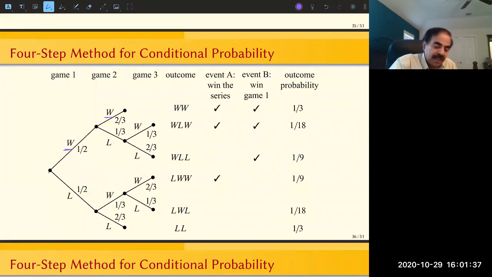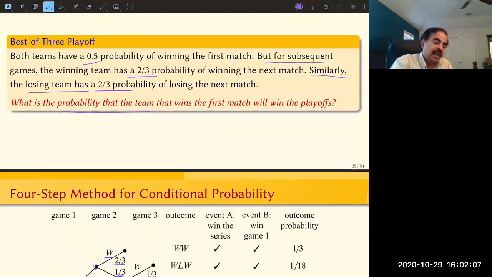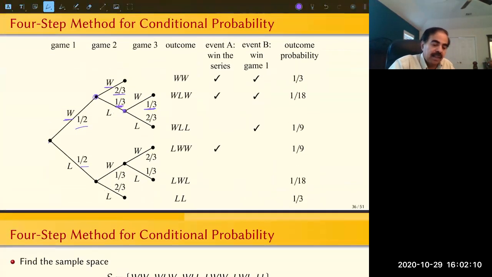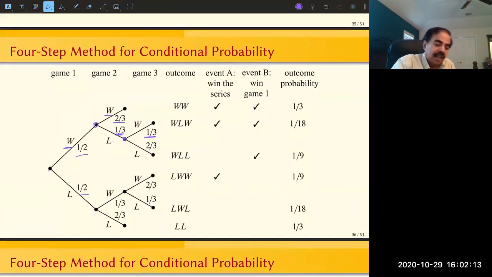But what you see is that in the first game, the probabilities are half and half. Once you are here, the winning team now has a 2/3 probability of winning the second game and only a 1/3 probability of losing. But if the first team loses the second game, then the chance of them winning the third game is only 1/3 because they lost the previous game. So this is the tree that summarizes what we said here. Now what we are asking is, suppose you are here.